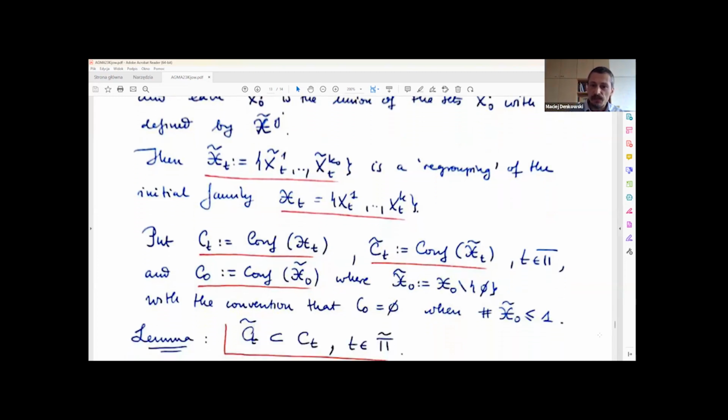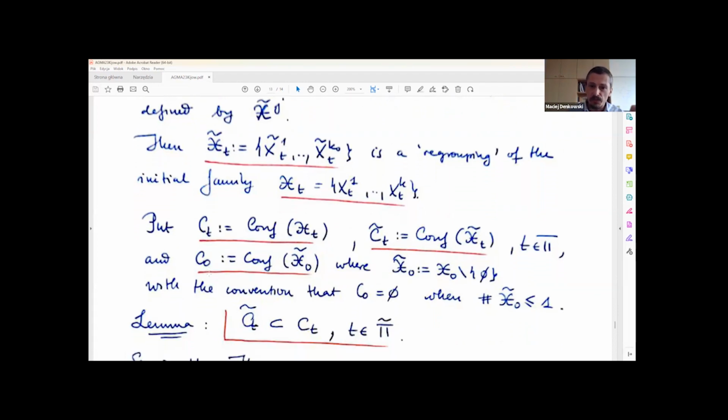And of course, there's another possibility. This family could be either empty or could consist of only one set. In this case, we assume that the conflict set is just the empty set, which is pretty obvious. The first lemma that we have here gives us a relation between this regrouped family conflict set and the initial conflict set: we have an inclusion, which is nice, and this holds for any t.